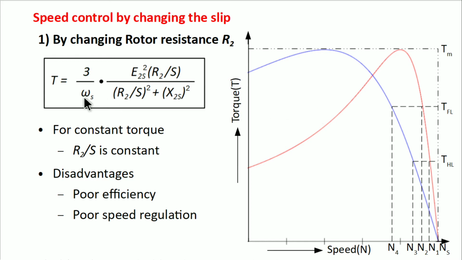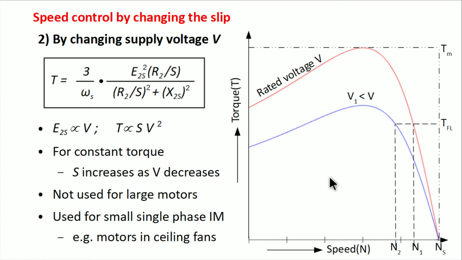So in a nutshell, we can say that if we increase the rotor resistance, the slip increases automatically to keep this R2 over S ratio constant, and hence the speed decreases. Next method is by changing the supply voltage.